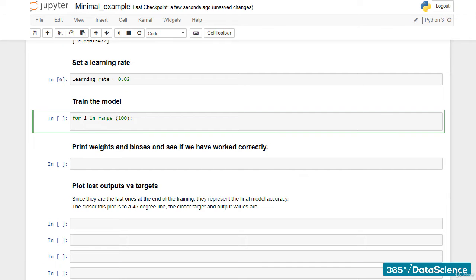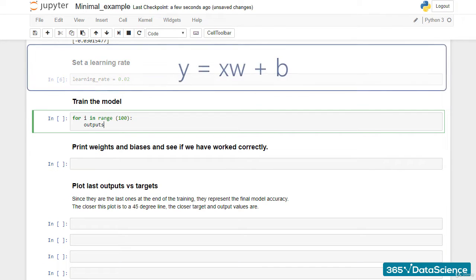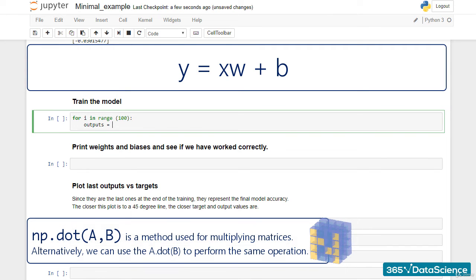Alright, time to create the outputs. They are given following the well-known linear model equation. The outputs are equal to the inputs times the weights plus the biases. Multiplying matrices requires the dot method. I'll use the NumPy one. So, np.dot of inputs and weights.